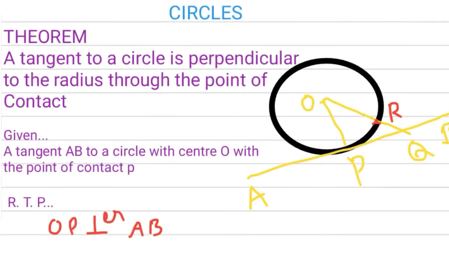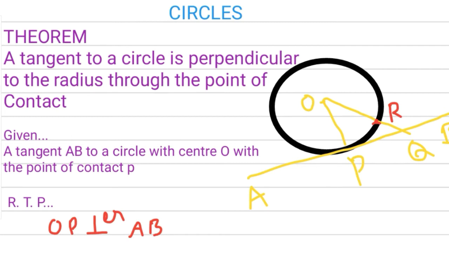Children, today we will discuss one of the most important theorems of circles. Actually, in many of the board papers, this theorem has come. Okay, now let us discuss that. What is the theorem statement? A tangent to a circle is perpendicular to the radius through the point of contact.